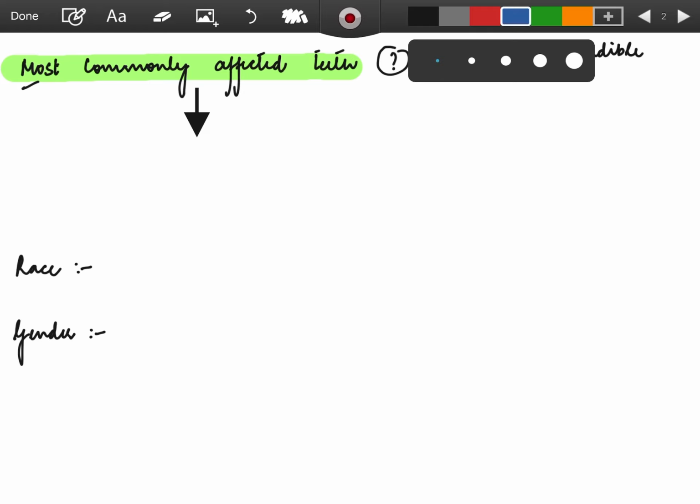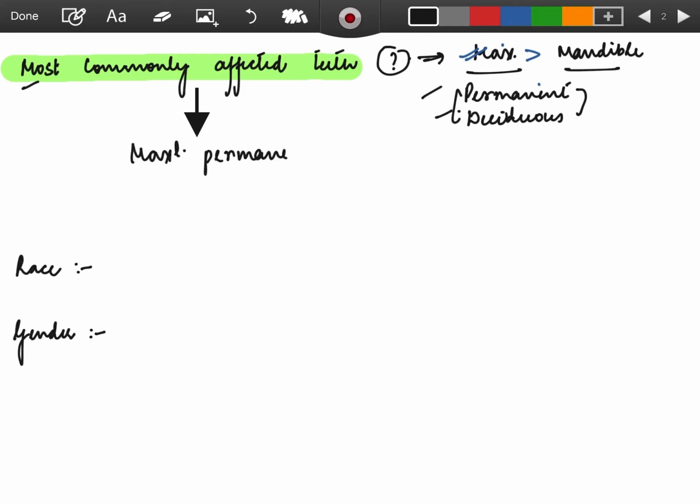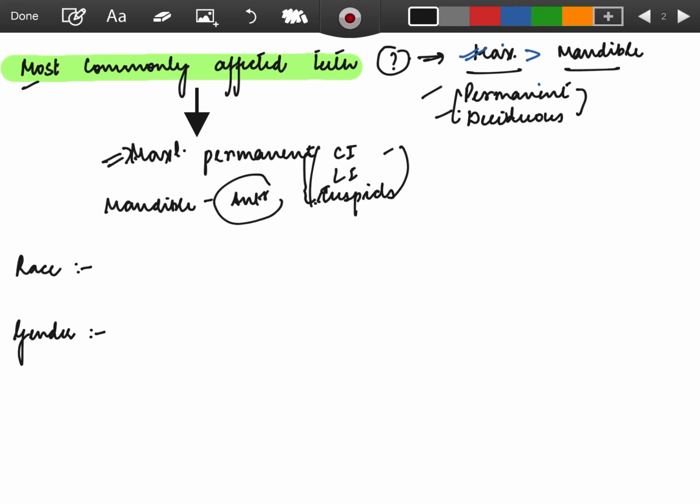It can affect the maxillary teeth as well as the mandibular teeth, but the maxillary teeth are most commonly affected. It can affect both dentitions, permanent as well as deciduous teeth. Most commonly affected teeth are the maxillary permanent central incisor, lateral incisor, and cuspids. If it affects the mandibular teeth, the same type of teeth will be affected. There is no racial predilection for ghost teeth, but females are more commonly affected than males.